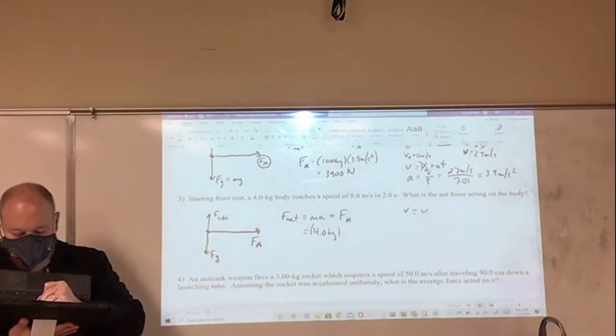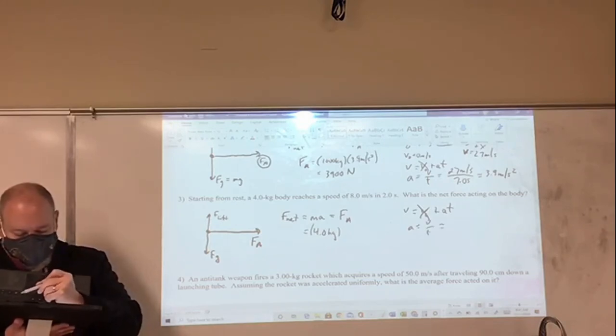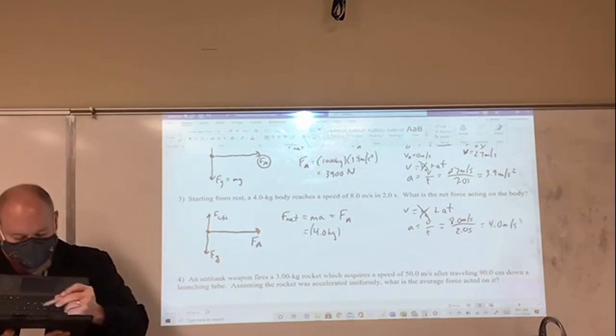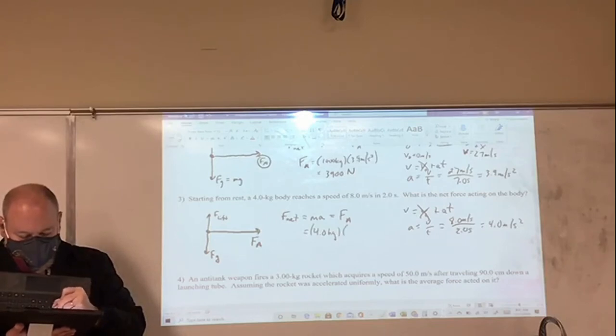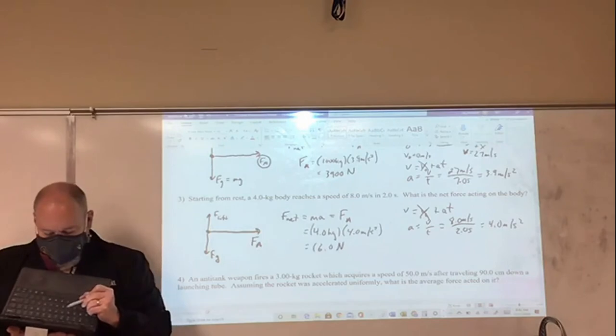V equals V0 plus at. V0 drops out. a equals v over t equals 8 meters per second divided by 2.0 seconds equals 4.0 meters per second squared. So multiply that times 4.0 meters per second squared equals 16.0 newtons. You missed the one.